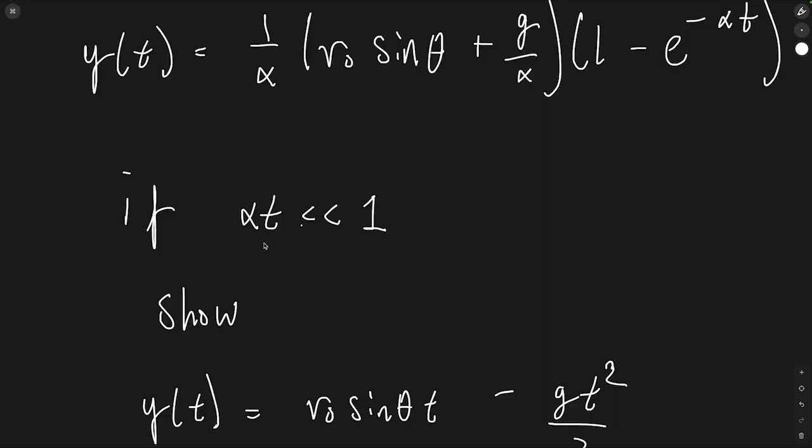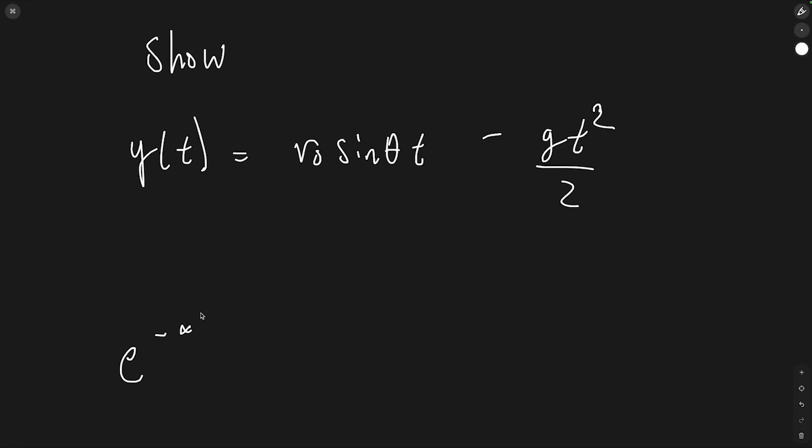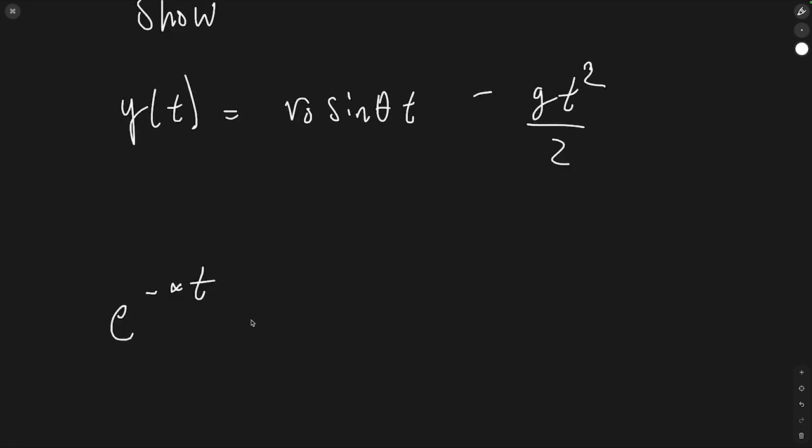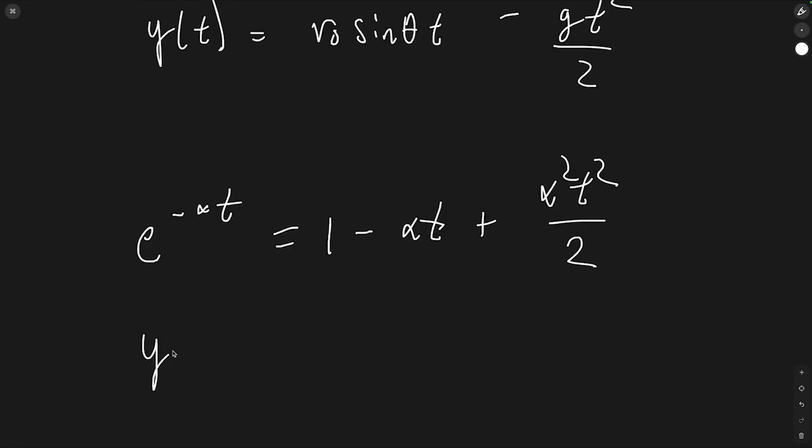Okay, so my hint for this is to use Taylor series. Okay, so this is what they mean. This answers the second part of the question. This is what they mean by small alpha. What they mean is alpha t is much less than 1, right? Because there's no such thing as small alpha. It needs to be a dimensionless quantity when this is much less than 1. E to the minus alpha t is 1 minus alpha t plus alpha squared t squared over 2.